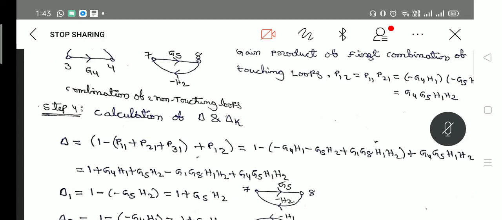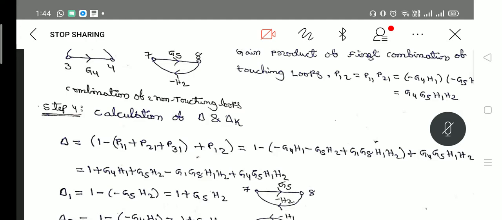So we can substitute here, and P12 also we can substitute as G4 G5 H1 H2. Then we can simplify, and we will get the delta value as 1 plus G4 H1 plus G5 H2 minus G1 G8 H1 H2 plus G4 G5 H1 H2. This is the delta value. Then after that we can find delta 1, delta k.